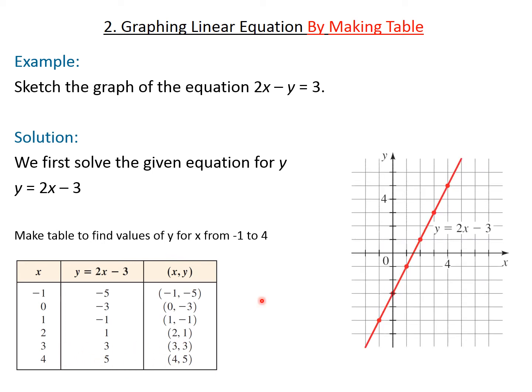Now, on the coordinate plane, we plot the points. If you plot 3 points accurately on the coordinate plane, join these 3 points and extend the line on both ends, you will get the linear equation. You will get a straight line.